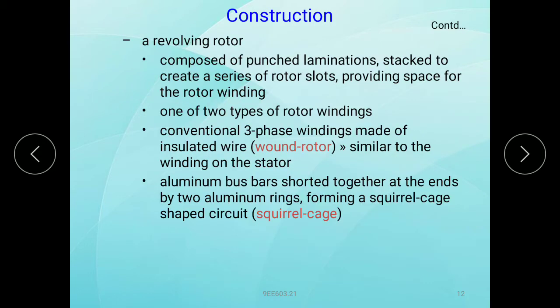Here a revolving rotor, composed of punched laminations stacked to create a series of rotor slots, providing space for the rotor winding. There are two types of rotor windings: conventional three-phase windings made of insulated wire, similar to the winding on the stator, or aluminum bus bars shorted together at the ends by two aluminum rings, forming a squirrel cage shaped circuit.